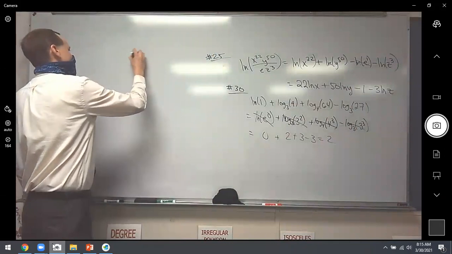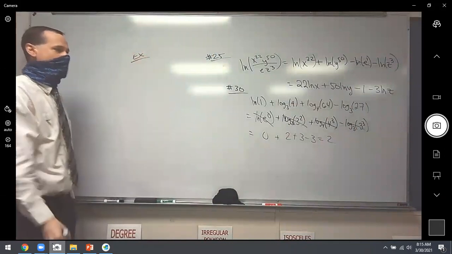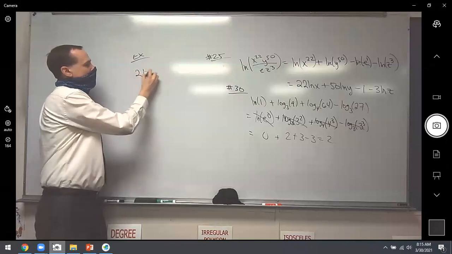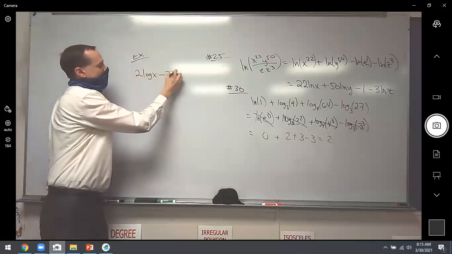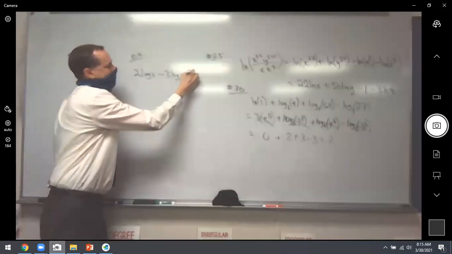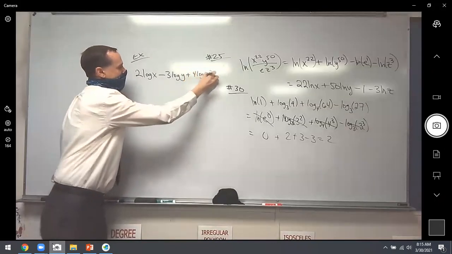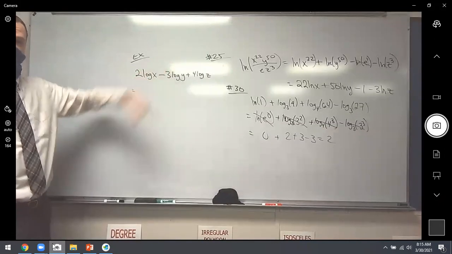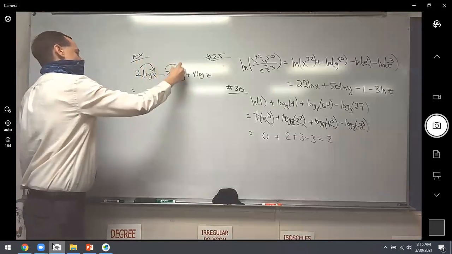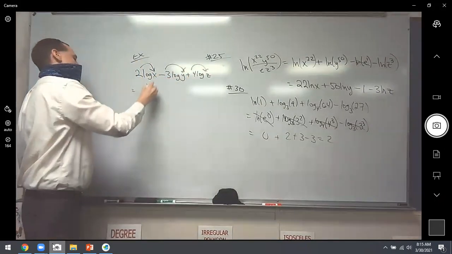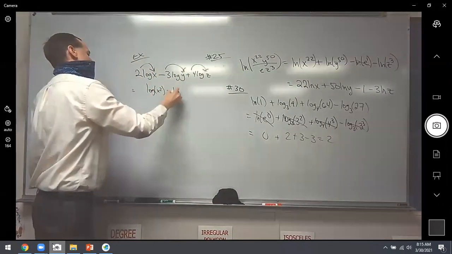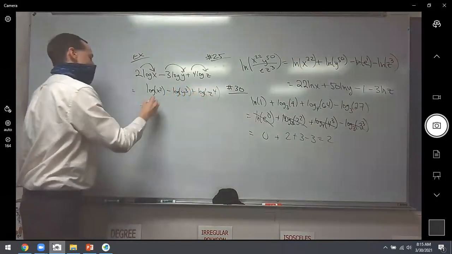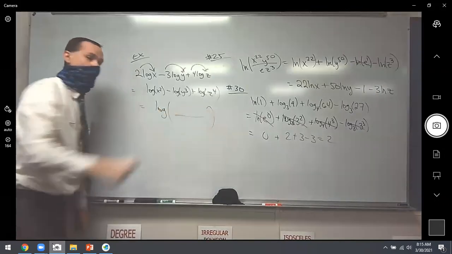I'll give you one more example. That's kind of more the style of these in general. Let's say I gave you 2 log x minus 3 log y plus 4 log z, and I ask you to condense this. Well, the first step is to bring the things back in as exponents. So call this log of x squared minus log of y cubed plus log of z to the 4th. And then when you put them all inside a single log, just go the other way.